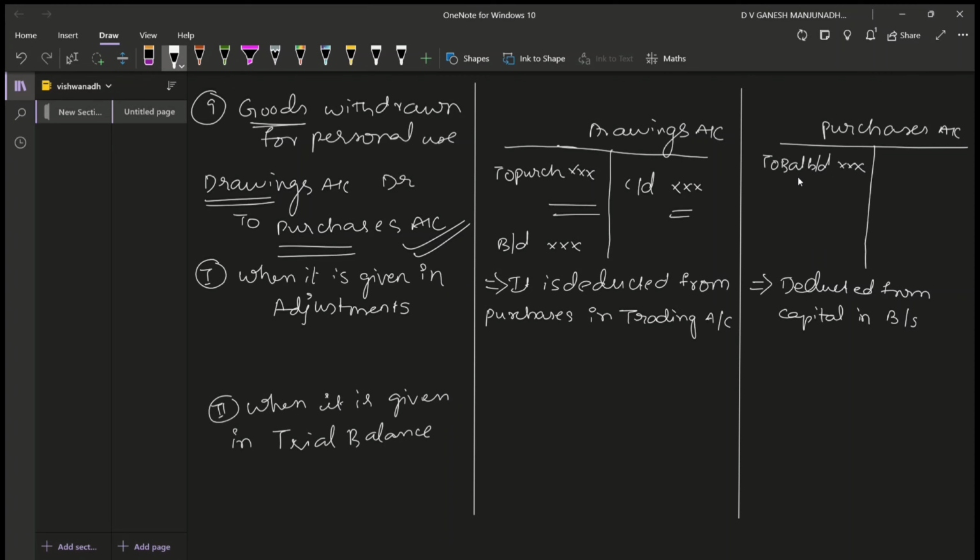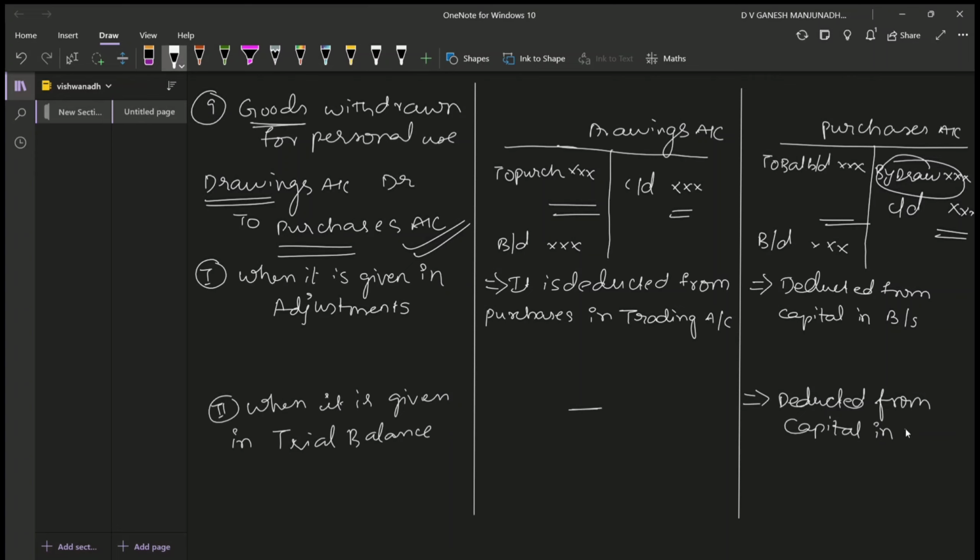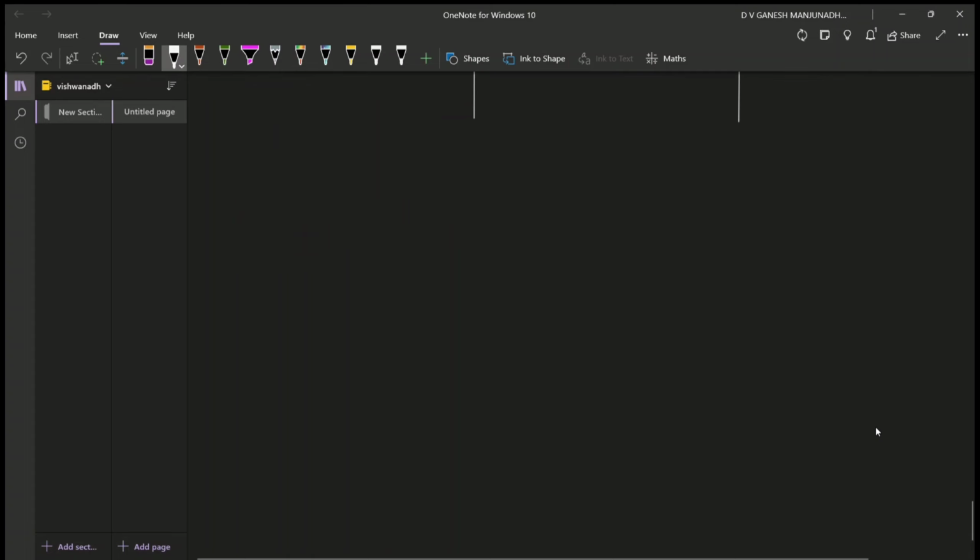and drawings is by drawings here, and the brought down balance will be written here. That means it has also already been deducted from the purchases, so there is no impact in the trading and P&L account, but it is simply deducted from the capital in the balance sheet. Okay, it is simply to be deducted from the capital in the balance sheet.